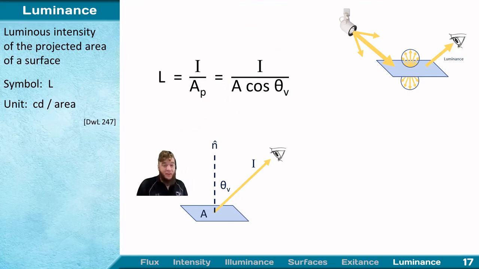So let's take a look at the diagram right here. So again, theta sub V, kind of like the angle of incidence, the angle in this case is the angle of your viewpoint. That's what the V is representing. And again, this is going to be the angle between your point of view and the normal vector, which is perpendicular to the surface. So that's our theta sub V.